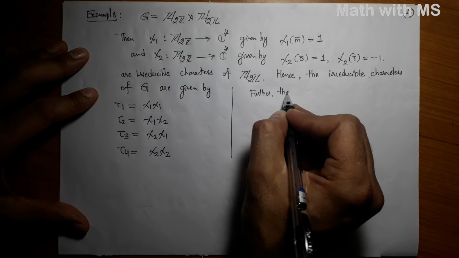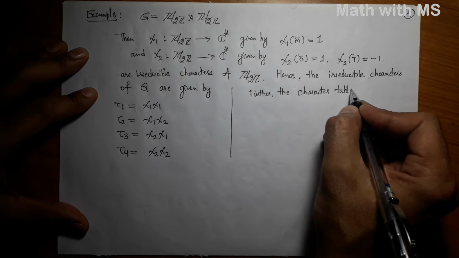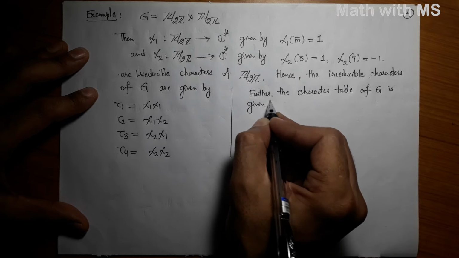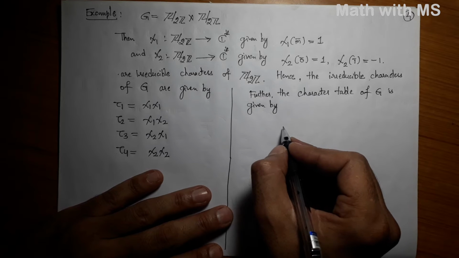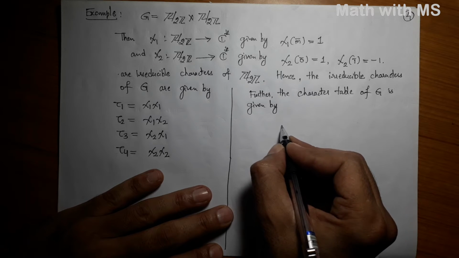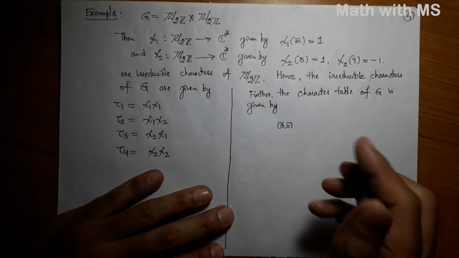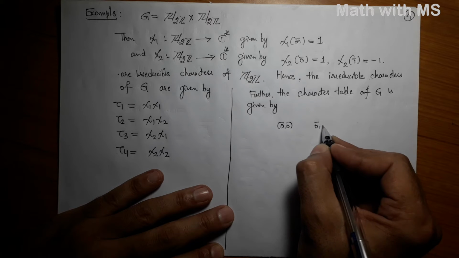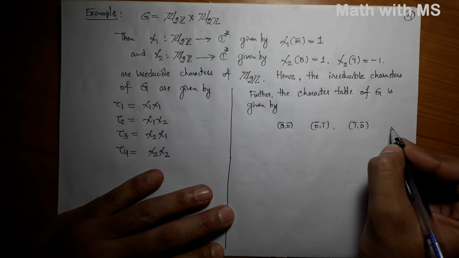Further, the character table of G is given by, so let us write down the conjugacy classes as columns, label the conjugacy classes. So here it is 0 bar 0 bar, because it's an abelian group, so conjugacy classes are singletons. 0 bar 1 bar, 1 bar 0 bar, and 1 bar 1 bar.